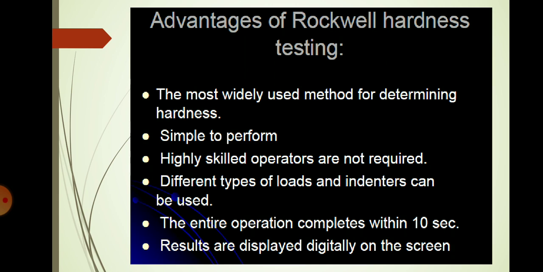We will see the advantages of Rockwell hardness testing. It is the most widely used method for determining hardness in industries. It is simple to perform, and highly skilled operators are not required. Different types of load and indenters can be used. Whatever major and minor loads I have shown you, 10 kg and 90 kg, many other combinations are also available depending on the material and type of indenter.